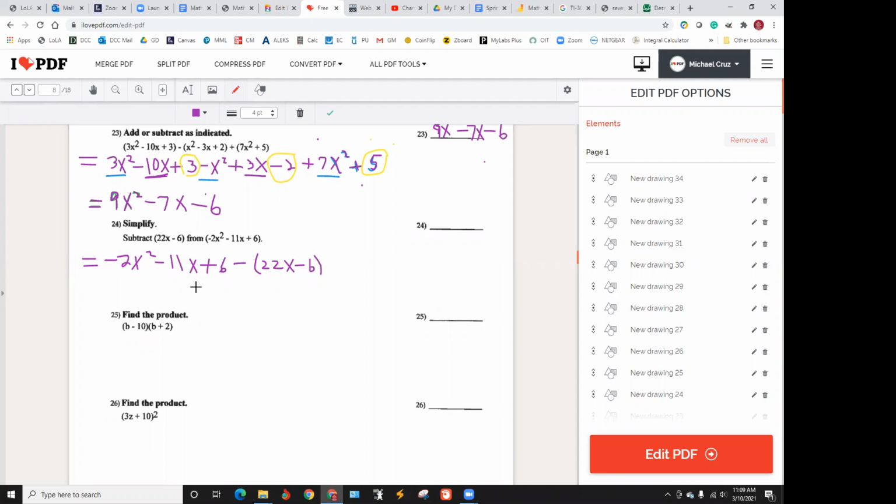So again, what I would do is just collect like terms. Well, first of all, I got to run this negative sign through. So negative 2, and minus a minus is plus 6.